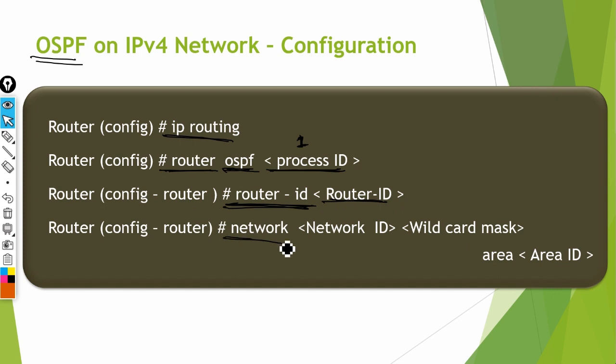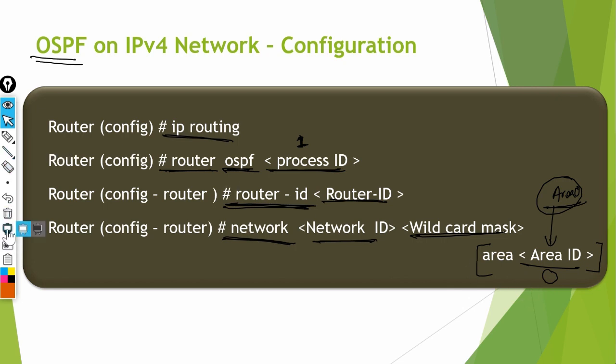Later on, you need to define network, then network ID and wildcard mask, just like EIGRP: network, network ID and wildcard mask. Later on, you need to add the same syntax with additional points like area and area ID. Basically, OSPF works with the area concept, where area 0 is considered the backbone area, the main area that has to be always present in your topology. So you put area 0. Simple. You have configured OSPF.